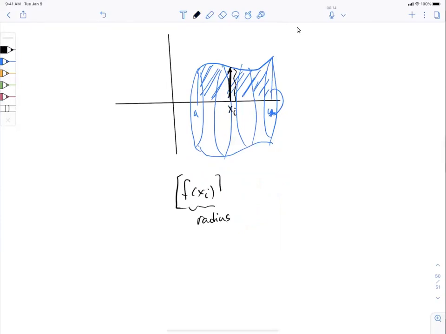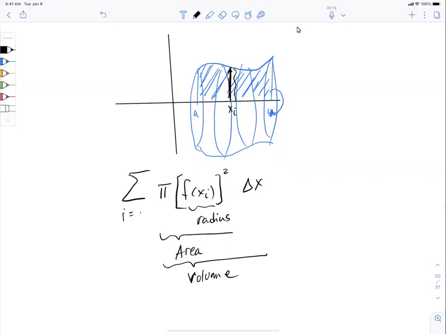I square it, multiplied by pi, that gives me my cross-sectional area. Then I multiply by delta x, that gives me the volume of those little pieces. Then I add it all up as i goes from 1 to n, which gives me an approximation of the total volume.